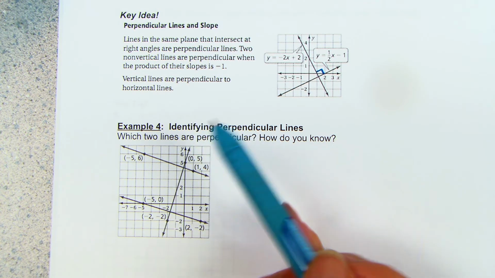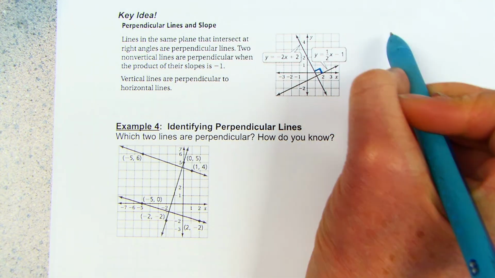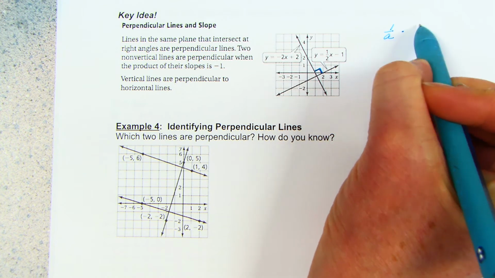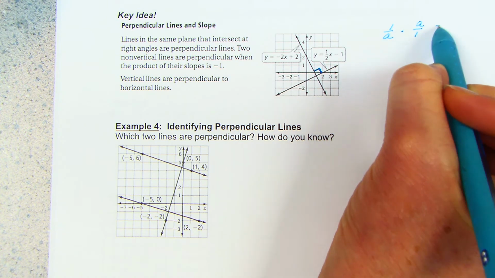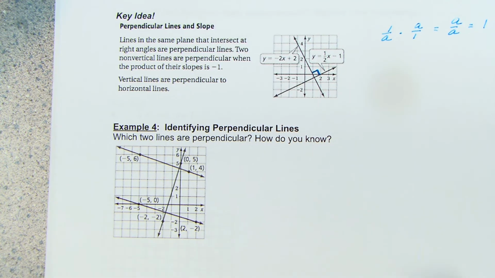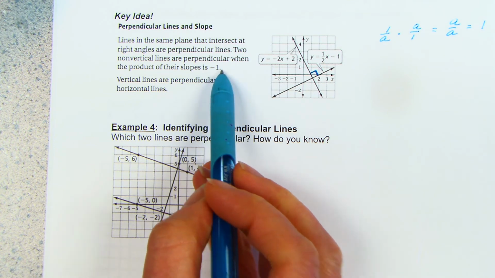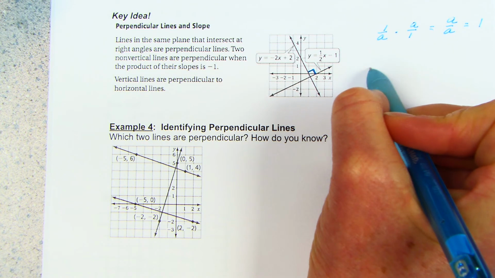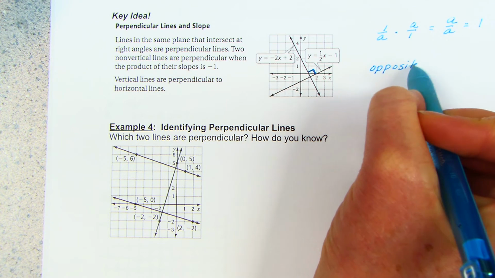Okay, this is kind of a big idea that you need to remember back, that the product of reciprocals is 1. Like you have 1 over A times A over 1. Those are reciprocals. And when you multiply that, you end up with A over A, so that equals 1. So this is telling you that they are perpendicular when their slope is -1. So the sign needs to be opposite reciprocals.